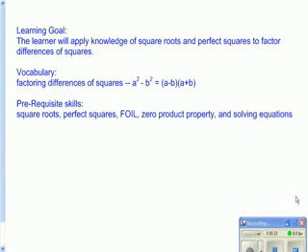Basically, it's a formula. So I'm going to have something squared minus something squared and basically pull that apart and say it's the first thing minus the second thing times the first thing plus the second thing.